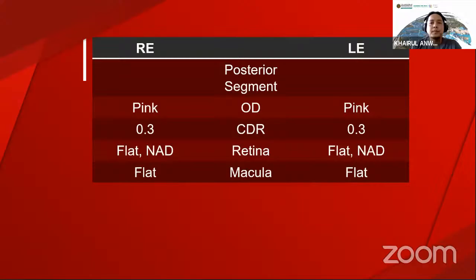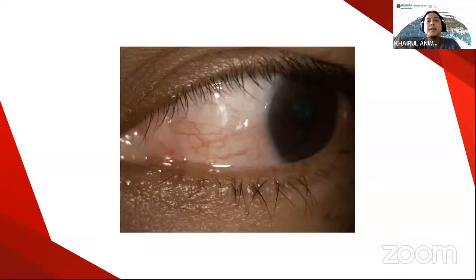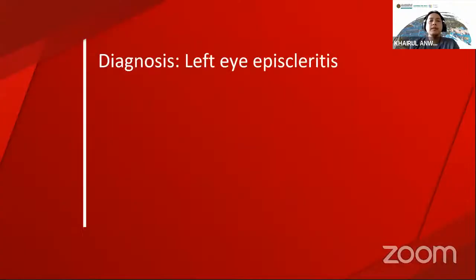And the posterior segment examination of both eyes was unremarkable. Everything was normal. So these are the initial pictures of the patient. We can see, noted on the anterior segment photo, there's injection of the conjunctiva on the nasal side. But otherwise the cornea is clear. You can see the pupil is round. The eyelid was normal with no eye discharge seen. There is no nodule or any other discoloration of the conjunctiva. Okay, so at this point of time, the diagnosis was left eye episcleritis.